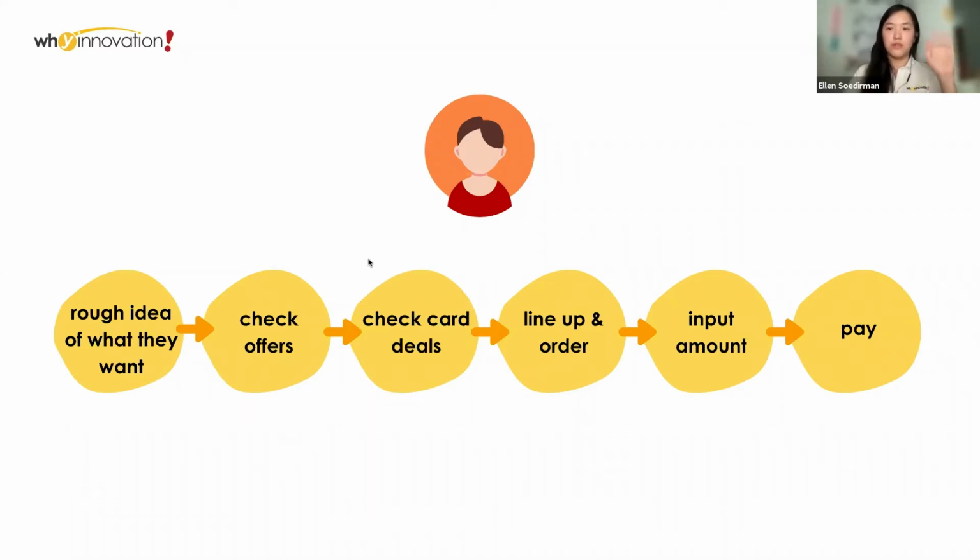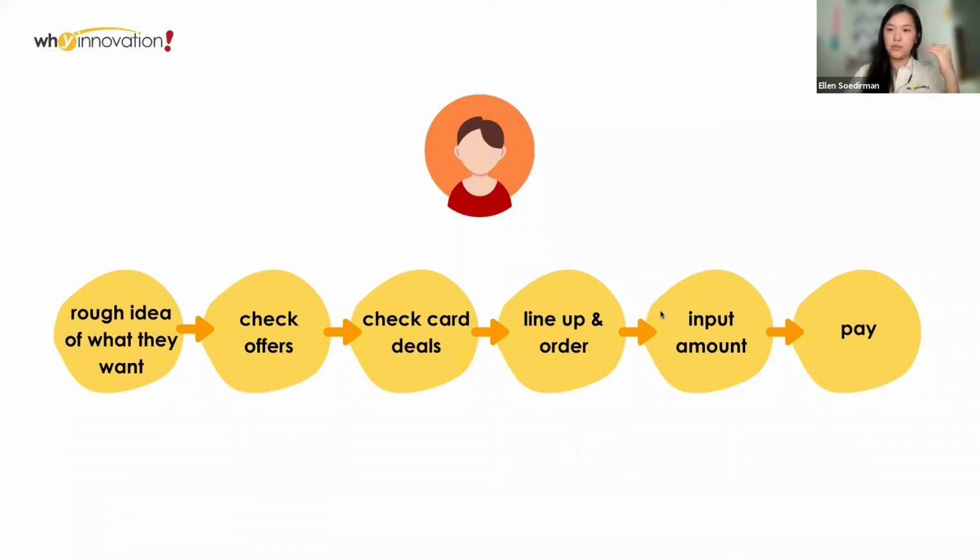Oh, is there like a free Frappuccino or whatnot? And then they check if they have a lot of credit cards, which is one of our target market for this app. They will see, which credit card maybe should I use? Because some credit cards have certain tie-ups with merchants, right? And then they line up and they order.